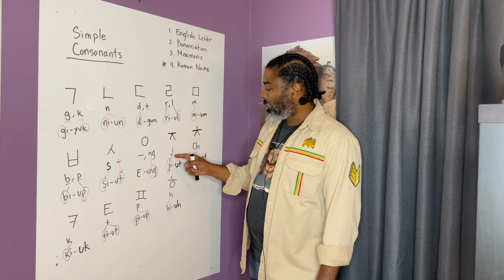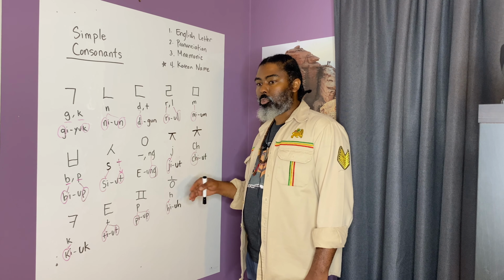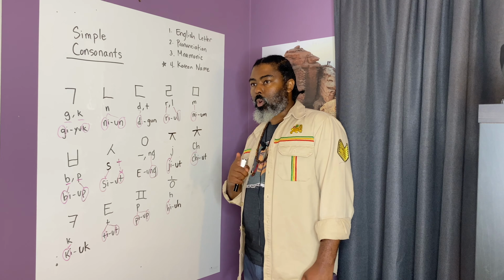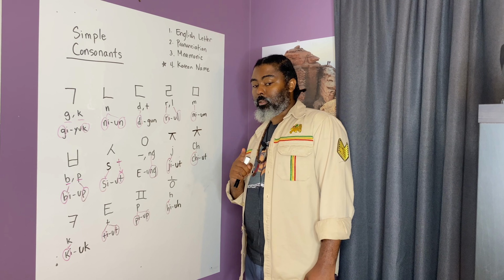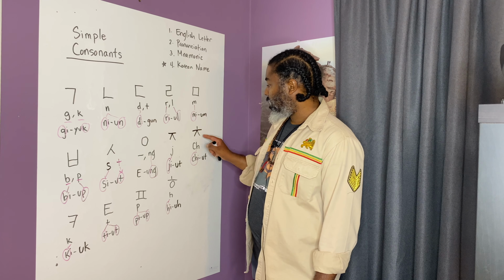All right, this is similar. You have the J and the T. I believe that the T is produced at the end if this character is at the end. Don't quote me on that one. I think that's the case. Chiut, the same thing.